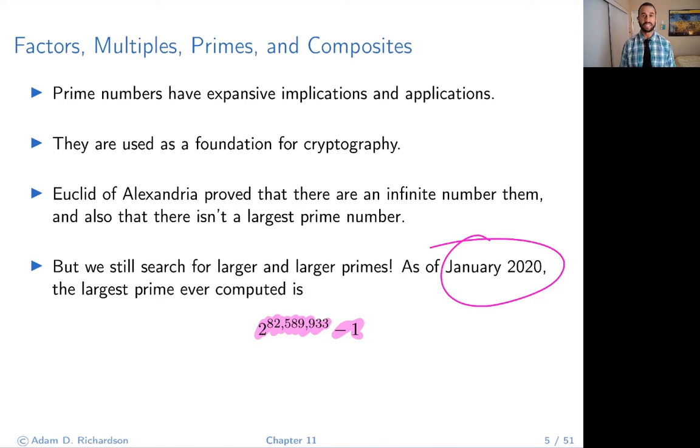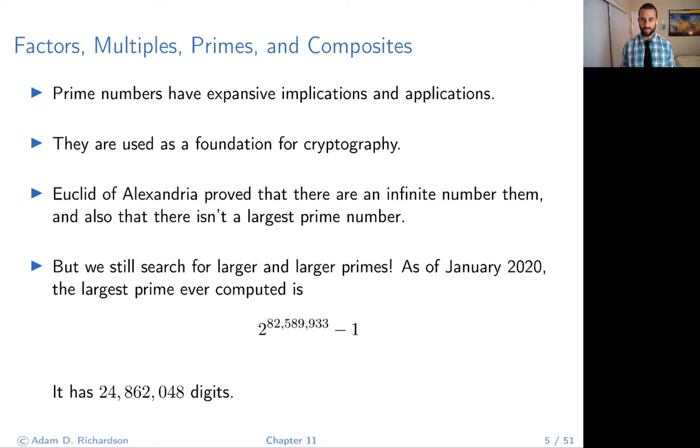So you know it's at least odd. The other wild thing about this is that it has this many digits. This number is 24,862,048 digits long. And you could look it up to see if there's a longer one discovered now, because this is earlier this year. Yeah, just Google it. Just Google largest prime, and it's either this one or they might have just discovered a new one this summer, but I can't remember. Yeah, we still search for larger and larger primes.